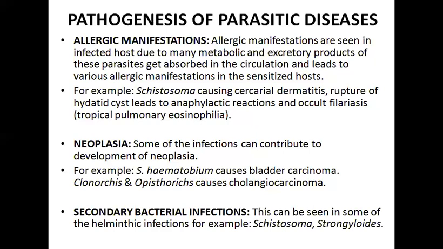Then we have neoplasias. Some of the infections can contribute to the development of neoplasia. For example, Schistosoma haematobium causes bladder carcinoma. Then Clonorchis sinensis and Opisthorchis cause cholangiocarcinoma. Then we have secondary bacterial infections. These can be seen in some of the helminthic infections, for example, Schistosoma and Strongyloides. So basically, there is a parasitic infection which gets secondarily infected by bacteria.